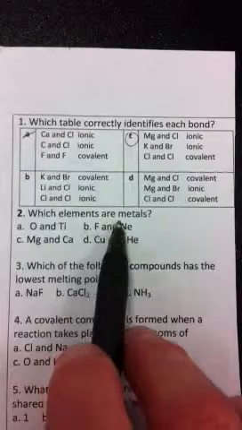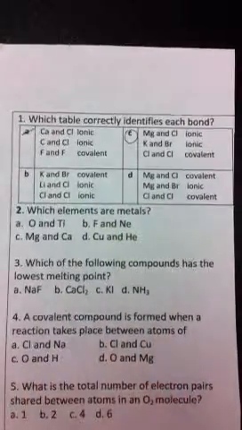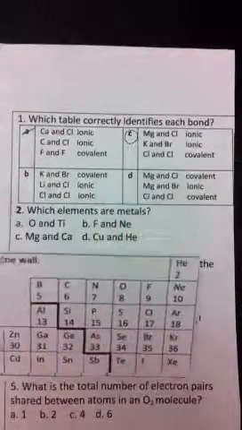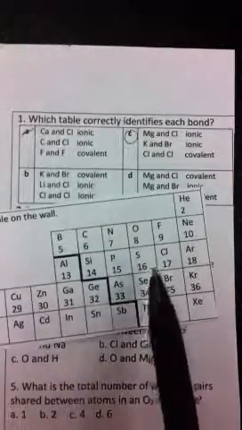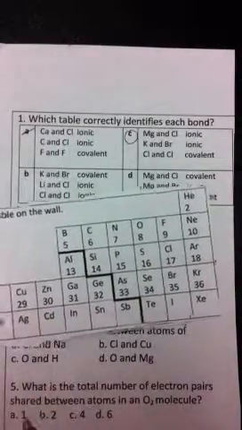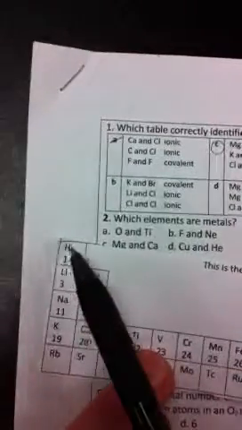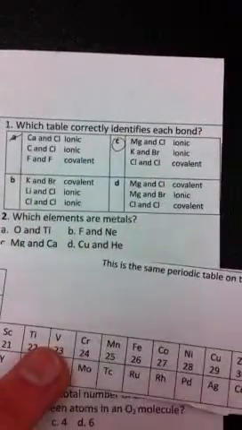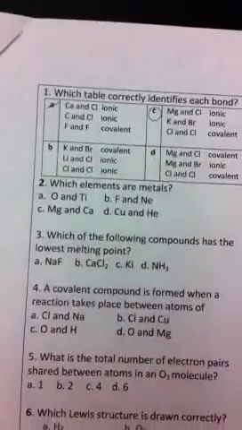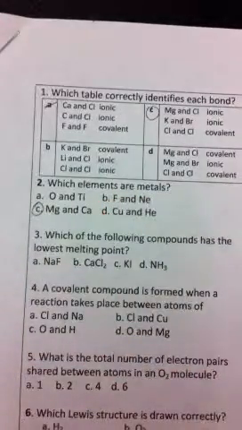Which elements are metals? Looking at your periodic table, remember, nonmetals are on the right, metals are on the left. The exception to that is hydrogen. It's a nonmetal. So using your periodic table, which elements are metals? The answer is going to be C.